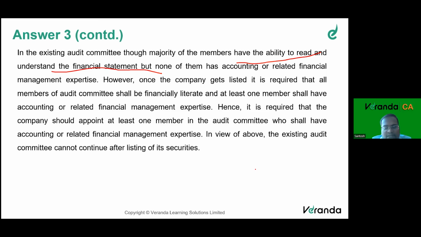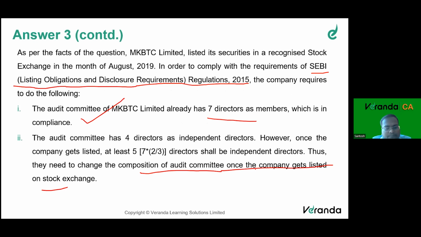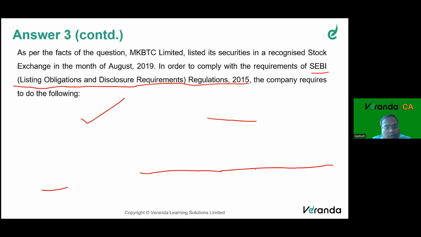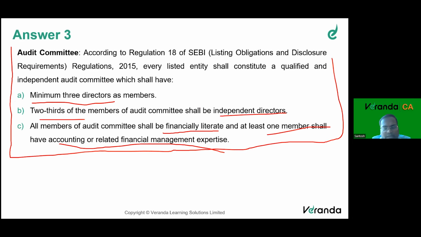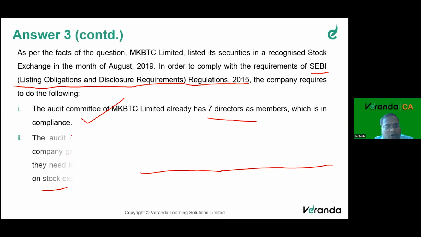So I'll just summarize this particular one. What does the law say? It basically says minimum 3 directors as members. 2/3 of members of the audit committee shall be independent directors, and all the members shall be financially literate. 1 member shall have accounting or related financial management expertise. You go to question number 4.